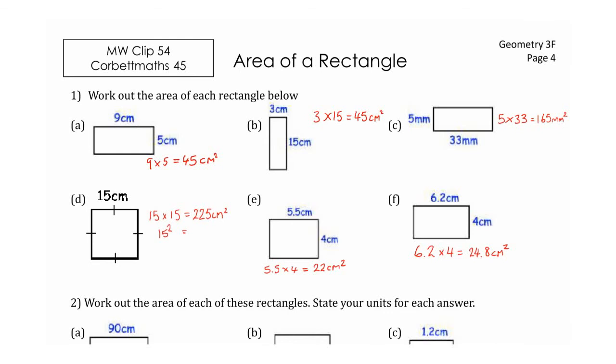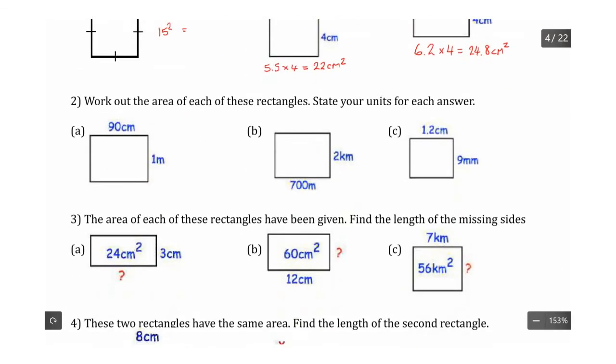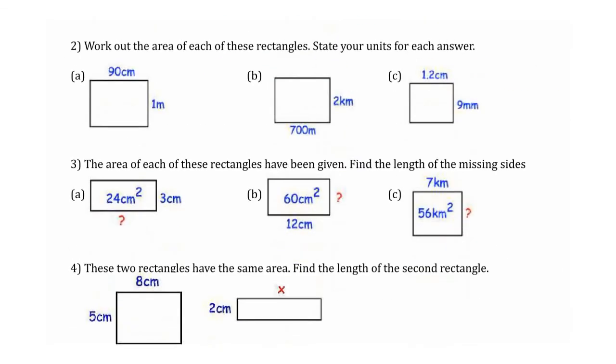Okay, on to question 2. Work out the area of each of these rectangles. So the question is the same. However, what's different about this question is that the units differ, so just look out for that. You're going to need to convert these into the same units. It doesn't matter whether you convert them both to centimeters or both to meters, as long as you are explicit in what your units for your answer are.